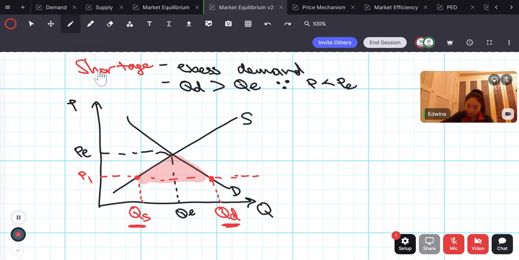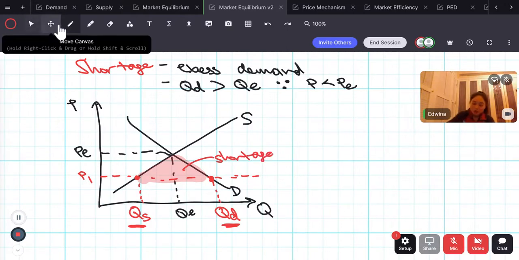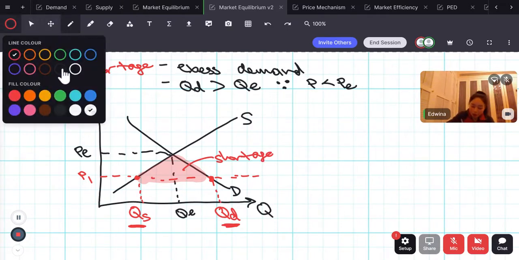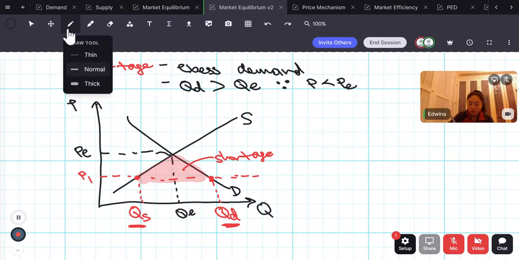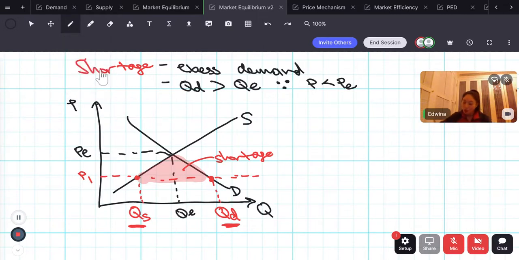And this line right here, this little shaded area, is the shortage. But what is the actual numerical value of the shortage? How much are we short of? How much is the excess demand? Well, excess demand or shortage, both of them are interchangeable, is equal to QD minus QS.